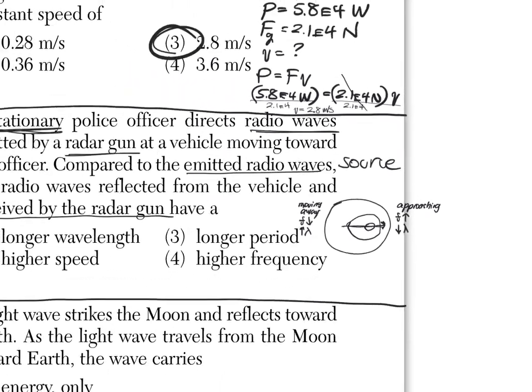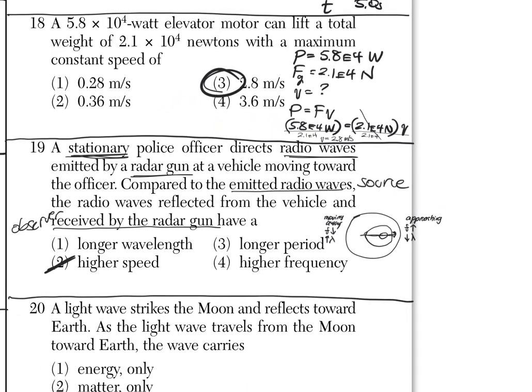So let's see what the answer choices are. It says the cop is stationary and the vehicle is moving towards the officer. So that would be approaching, and that would mean higher frequency and shorter wavelength. So we don't have a longer wavelength, it's going to be a shorter wavelength, and we do have a higher frequency. And period is related to frequency by T equals 1 over f, but if frequency is going up, then the period would be going down, so it's not a longer period either.